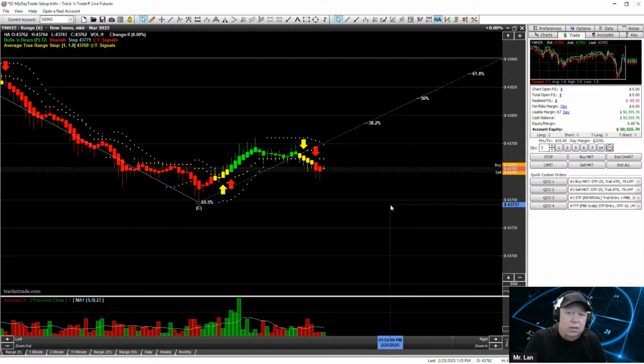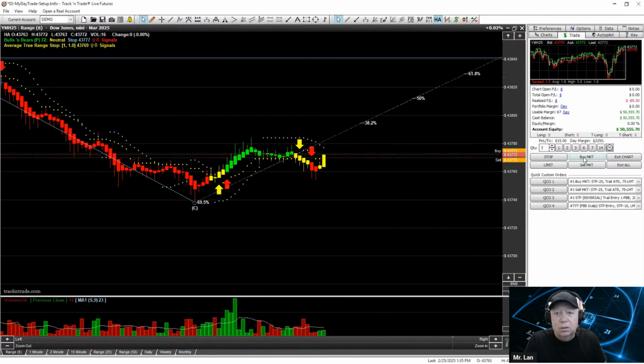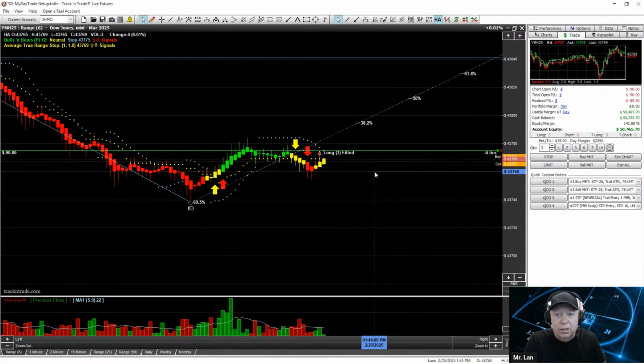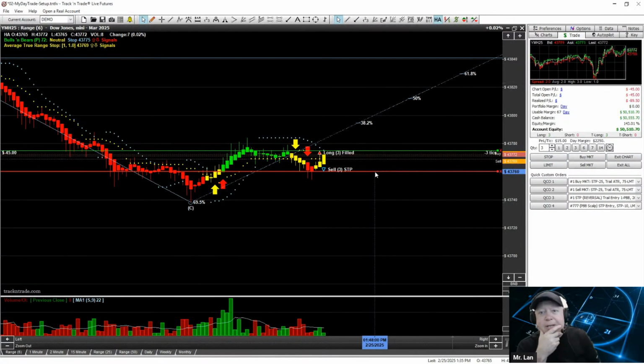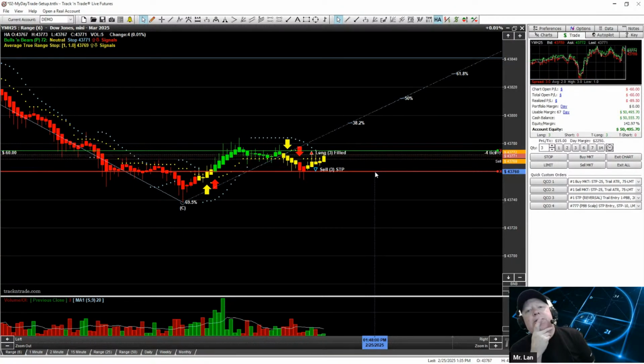Come on, Mr. Dow. So what we can do, there we go. We're going to try and get in right here. We'll put our stop down here underneath. And we just need it to go up. Trying to break those yellow dots. There it goes. Come on.